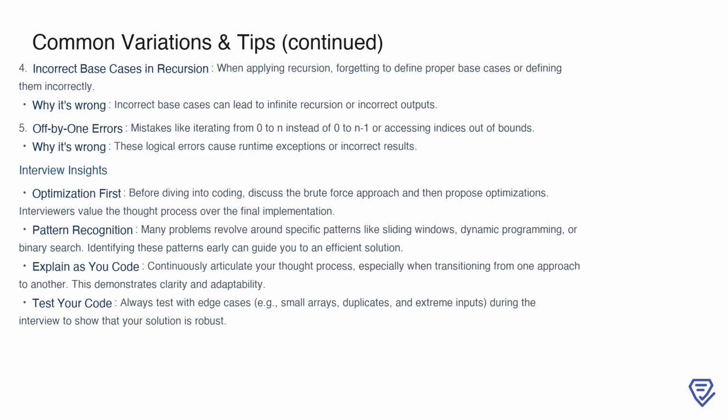Another area where mistakes are frequently made is in recursion. Forgetting to define proper base cases or writing them incorrectly can lead to infinite recursion or outputs that are just plain wrong. This is why it's so important to carefully verify your base cases before diving into the recursive logic. Off-by-one errors are another common stumbling block. These occur when your loop bounds are slightly off, for example, iterating from 0 to n instead of stopping at n-1, or when accessing indices that are out of bounds. Such errors can cause runtime exceptions that derail your solution entirely.